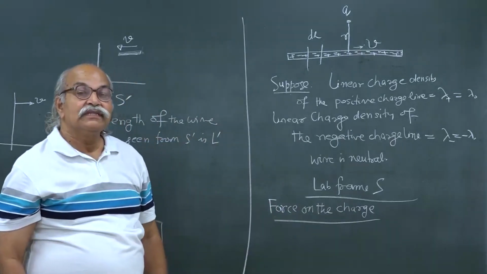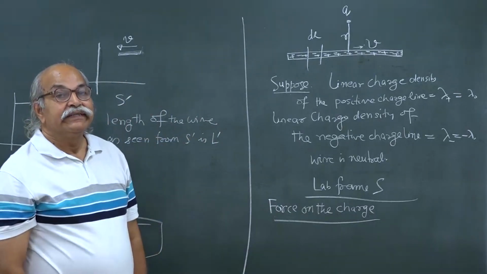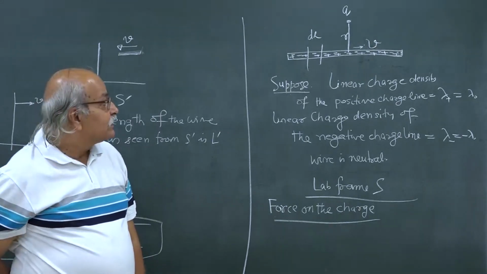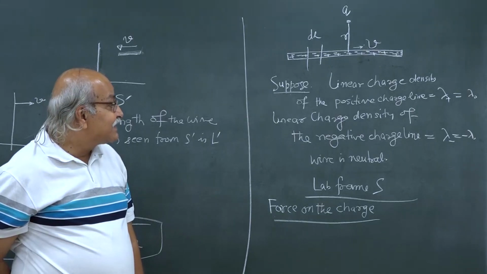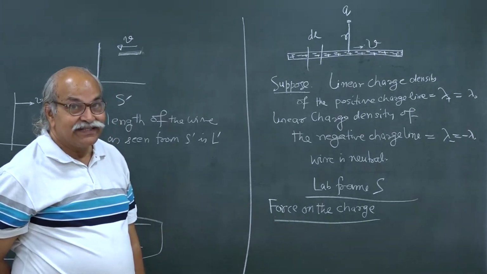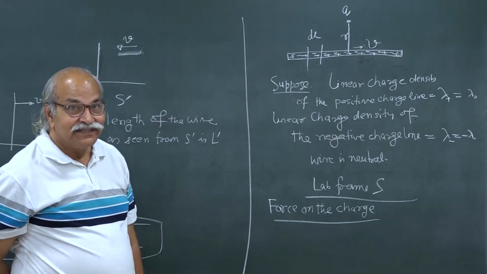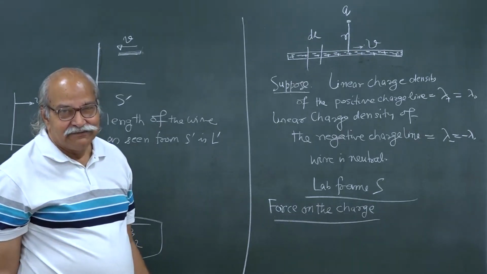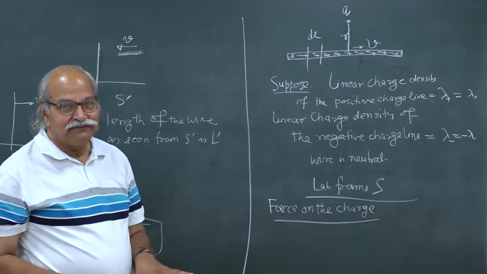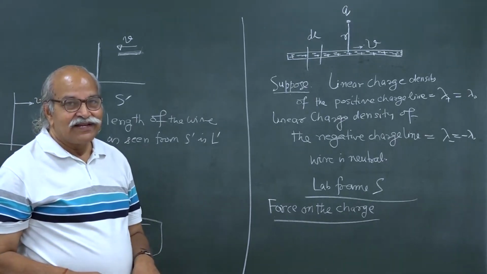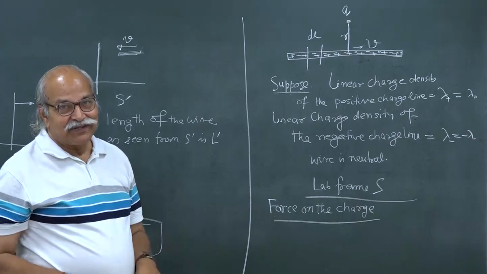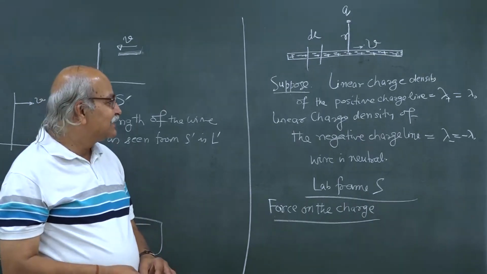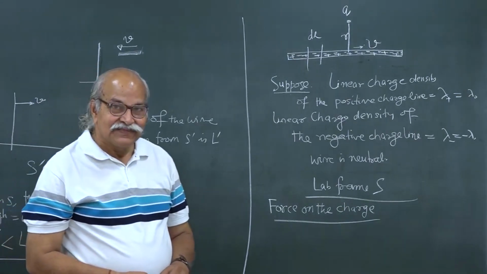The force on the charge is 0. This charge is at rest, and the net charge density is 0. So there is no electric field there, no electric force, and we do not know about magnetic force anyway. We only know the electric force, electric field and the forces, and we know the length contraction, the relativity. So the force here is 0, right.